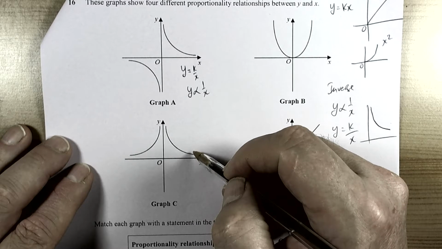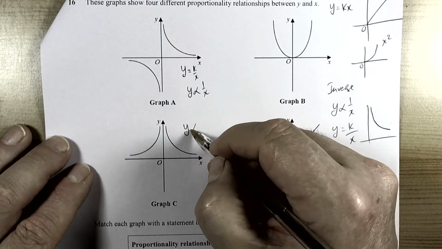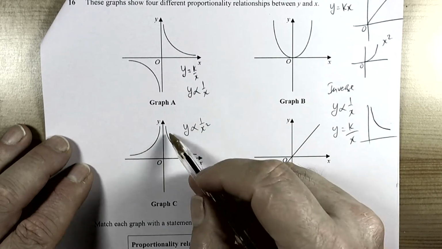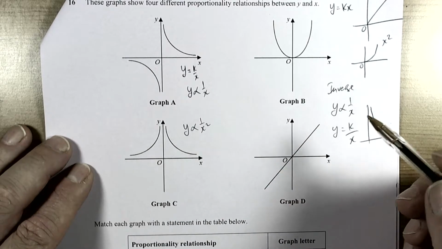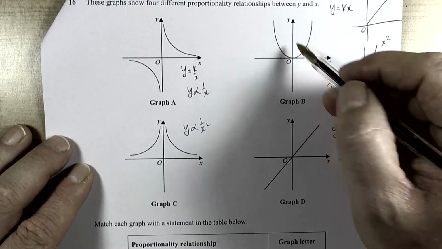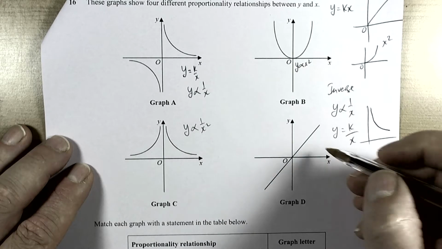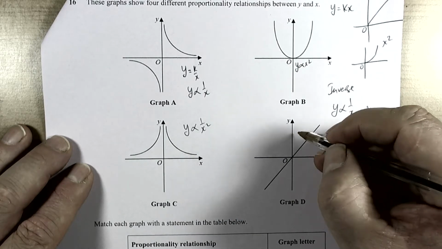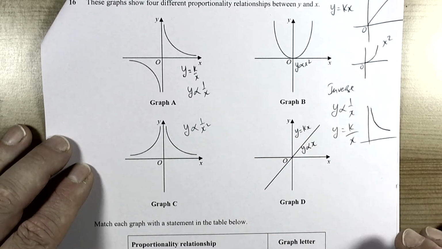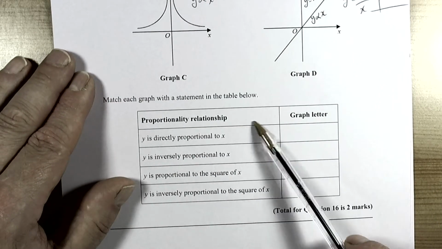This one's going down too, but it's got a positive bit here and a positive bit here, so that's going to be squared. So that's going to be related to 1 over x squared. It's an inverse relationship, but it's a squared relationship because everything's been turned into a positive. This one's a direct relationship because as one variable increases, the other increases, and it's going to be proportional to x squared. This one's a linear relationship going through 0, so it's going to be y equals kx, or y is proportional to x. Okay, so those are the relationships, and the question says which graph goes with which.